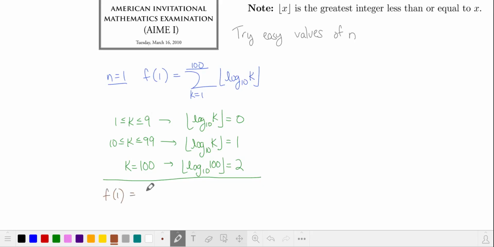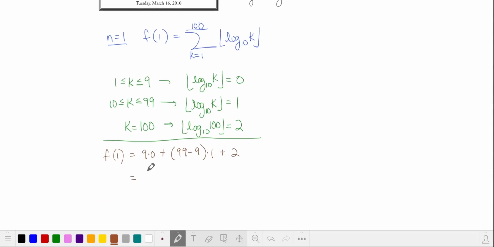We have 9 values of 0, and then for k between 99 and 10, we contribute 1, and then we have 2 more points when k is equal to 100. This means f of 1 is the sum of these, or 92.